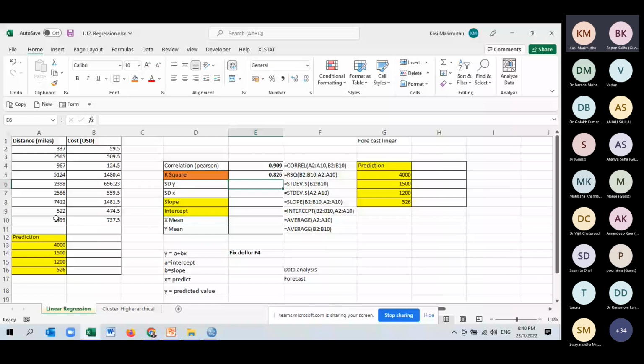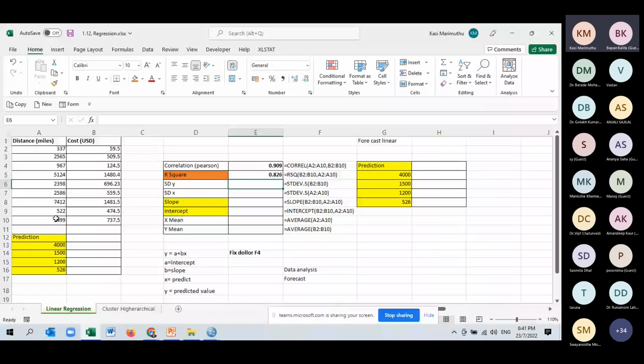The remaining 18% we do not know, some other unknown factors. So R square is meant for how much variance your independent variable explains in the dependent variable. So 82% of the cost is due to the distance.